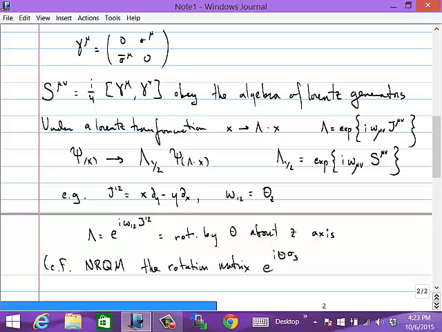So let's say you have some experiment where you have some spin 1/2 particle and you put it in a magnetic field or something like that to make it rotate. Then you would act on it with this matrix, e to the i theta sigma 3. So that's quantum mechanics, and what I'm doing here now is promoting that to a theory with Lorentz invariance.